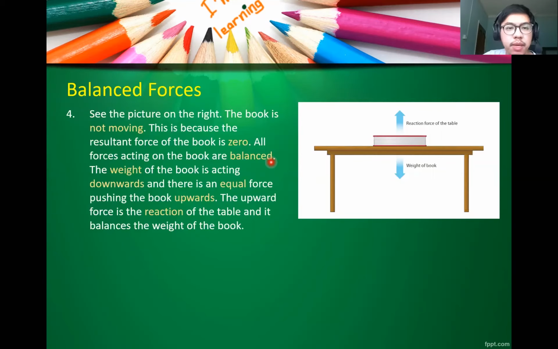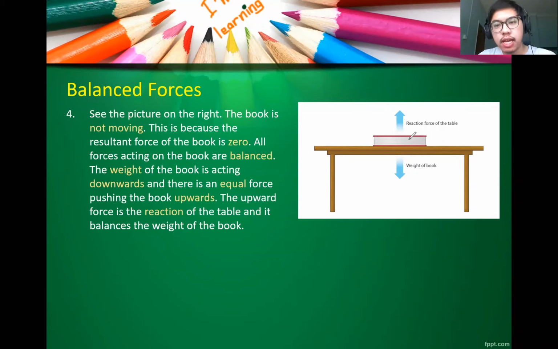Number 4, see the picture on the right. The book is not moving. This is because the resultant force on the book is 0. All forces acting on the book are balanced. The weight of the book is acting downwards, and there is an equal force pushing on the book upwards. The upward force is the reaction of the table and balances the weight of the book. So what's happening here? This is an example of Newton's first law of motion in action.